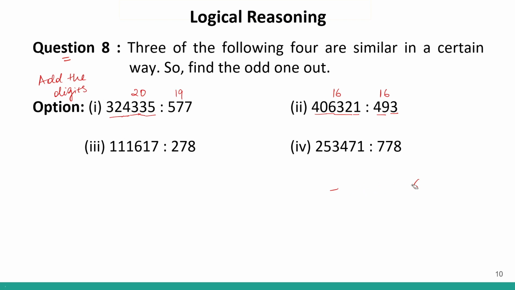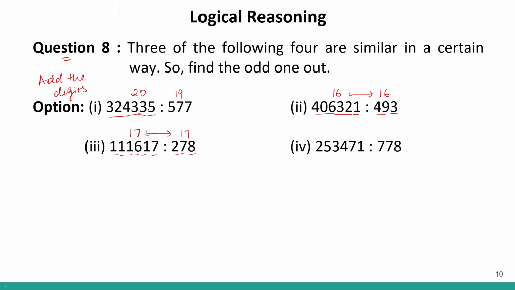Okay. Now let us look at option number 3. So option number 3, I can see 1 plus 1 plus 1. That means 3. 3 plus 6, 9. 9 plus 1, 10. And 10 plus 7 is 17. Over here, if I look, 7 plus 2 is 9. And 9 plus 8 is again 17. So over here the sum was same. Over here the sum was same.